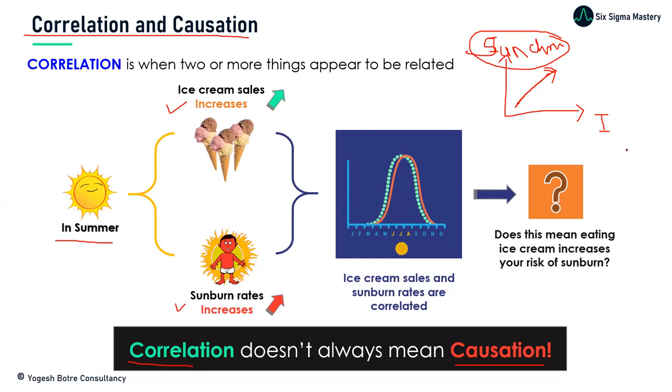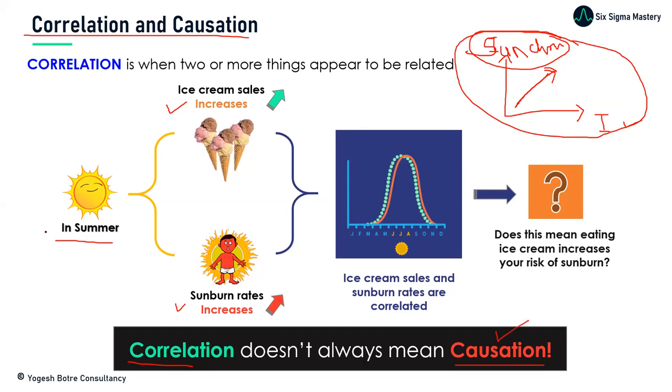Of course not, right? And why can I not make that conclusion? No evidence, or it doesn't make any sense. It is not practically possible. How does ice cream sale cause sunburn rate? How can someone get sunburn if they eat ice cream? So this is what we call a correlation, but it is not a causation.